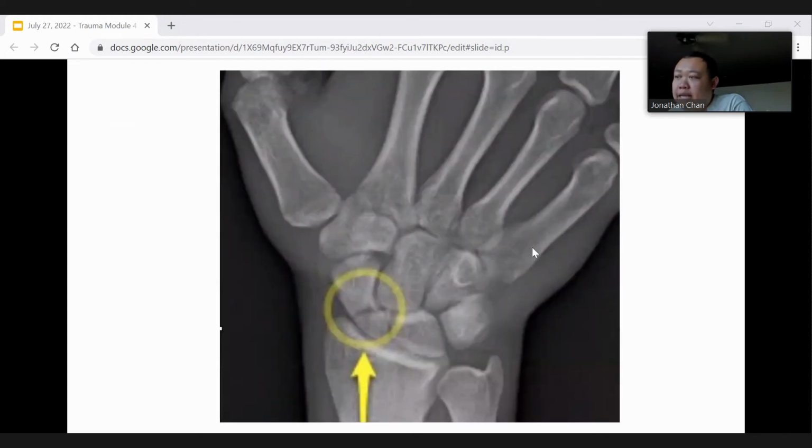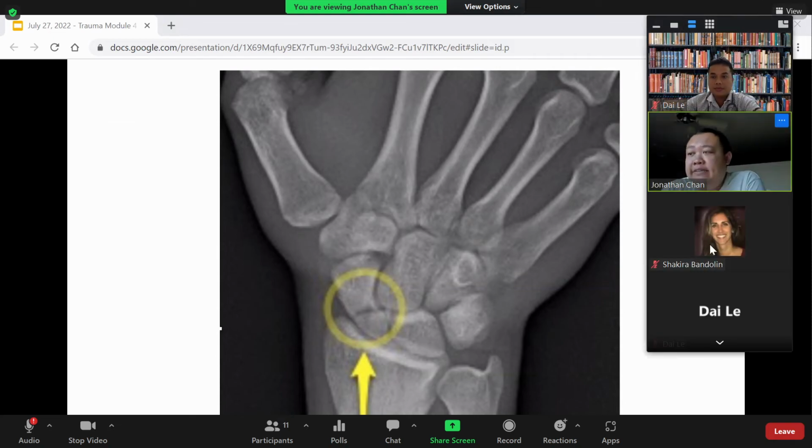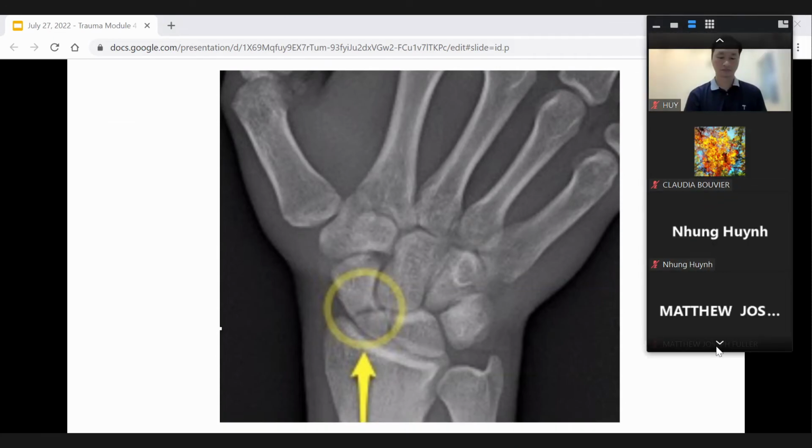Here's an example of the fracture right here. You can see this is the scaphoid bone, and we see the fracture right here. Again, these are not always obvious on the first set of x-rays. So sometimes we put on a thumb spica splint and go to see orthopedics, and they'll repeat the x-rays and see if there's any fracture there in the scaphoid.